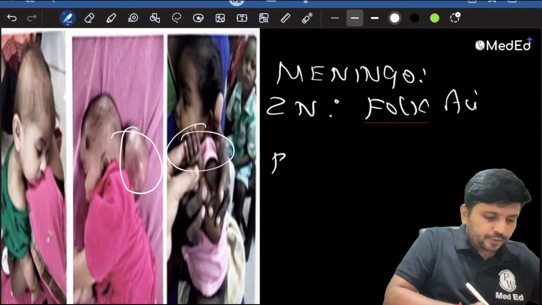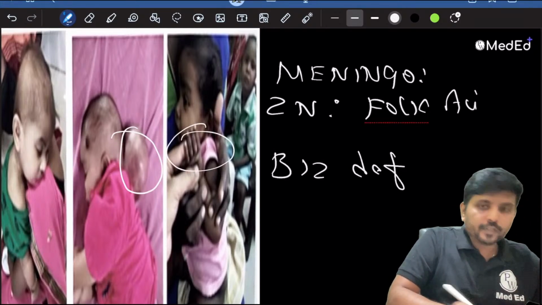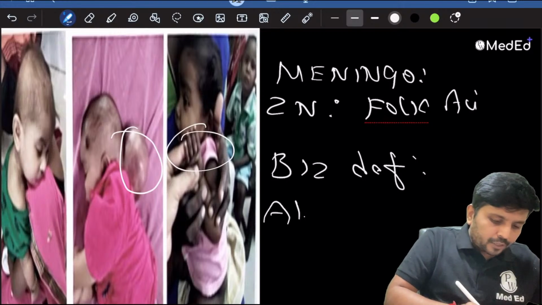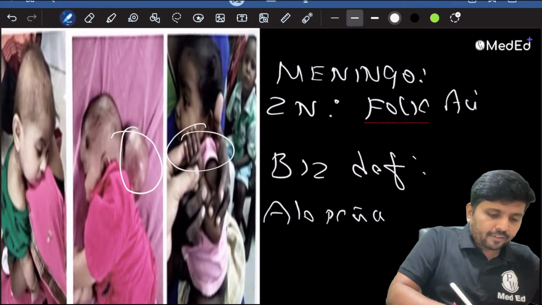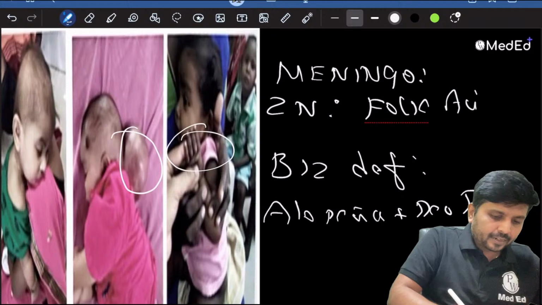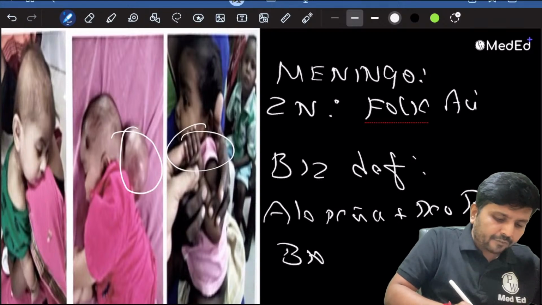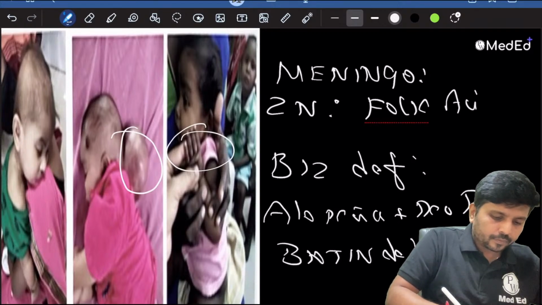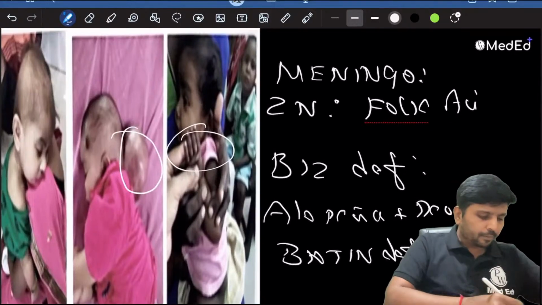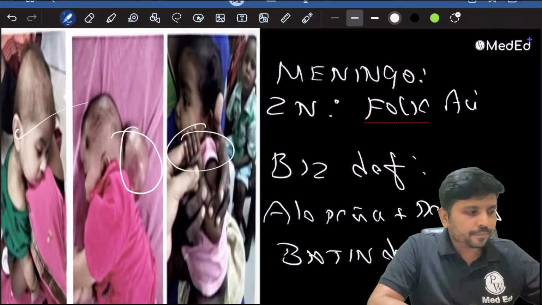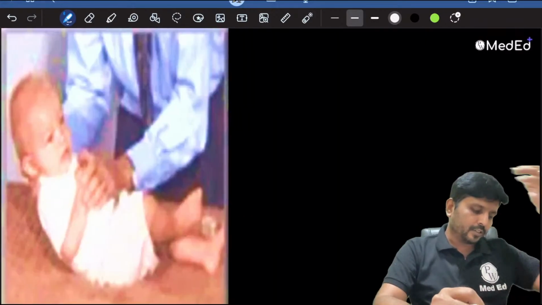Hyperpigmentation of knuckles is due to B12 deficiency. Alopecia with developmental regression is suggestive of biotin deficiency. Okay, biotin deficiency.